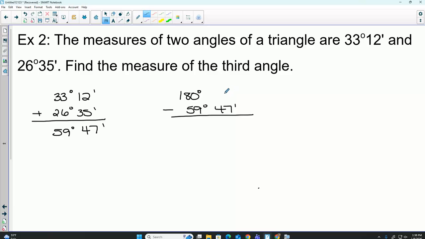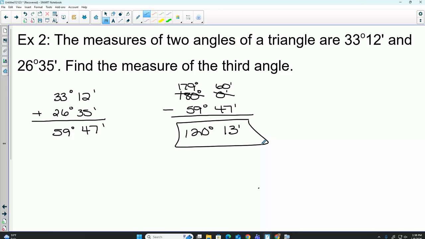So that's like 180 degrees and 0 minutes. So we have to borrow: 179 degrees, 60 minutes. So 60 minus 47 is 13. 179 minus 59 is 120. So 120 degrees, 13 minutes. Is that one okay?